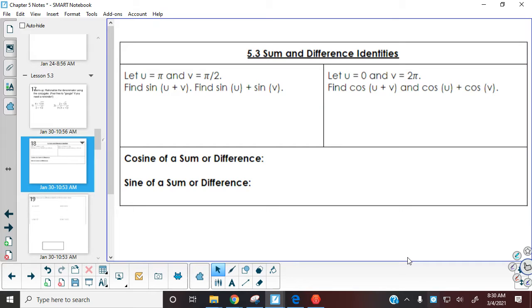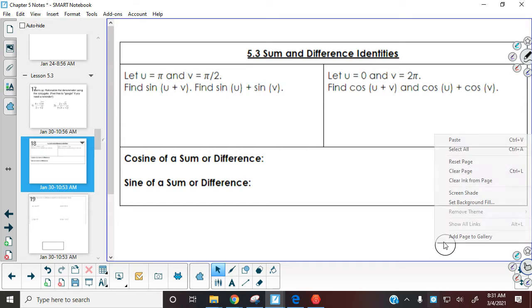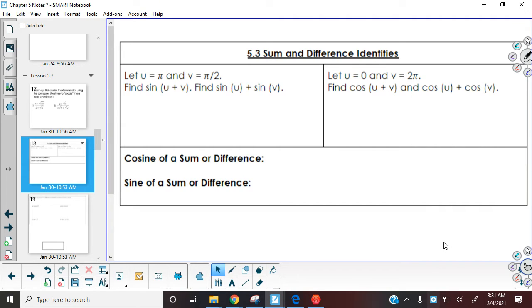What we are doing today is we are learning a couple more of our identities. So we've already talked about our Pythagorean identities, we talked about our co-function identities, and we talked about our odd and even identities. What we're looking at today is our sum and difference identities.